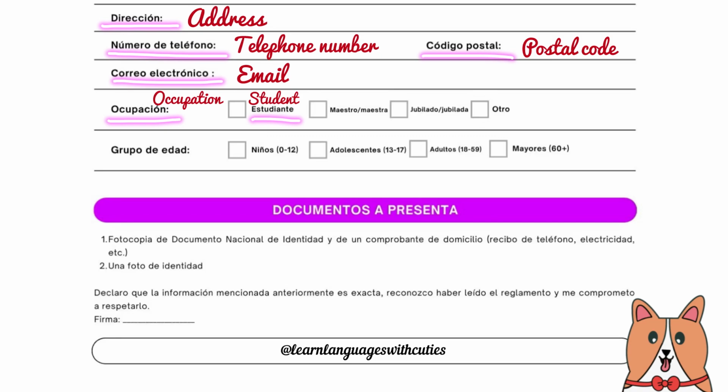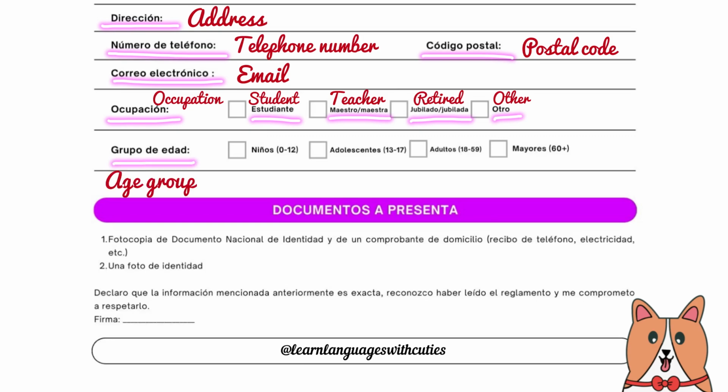Ocupación, which means occupation. Estudiante, which means student. Maestro, maestra, which means teacher. Jubilado, jubilada, which means retired. And otro means other.